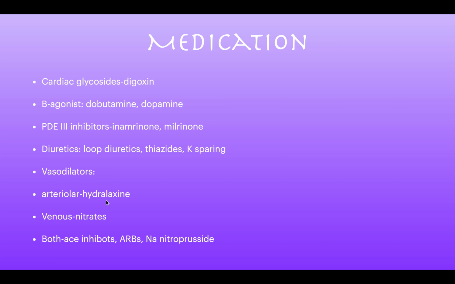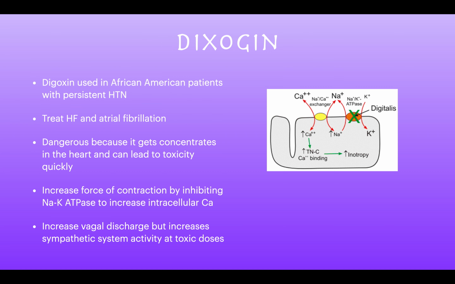Vasodilators, arteriolar dilators are going to be hydralazine, and venous dilators are nitrates. Ones that work on both are ACE inhibitors, ARBs, and sodium nitroprusside. This is going to be used in your hypertensive crisis.